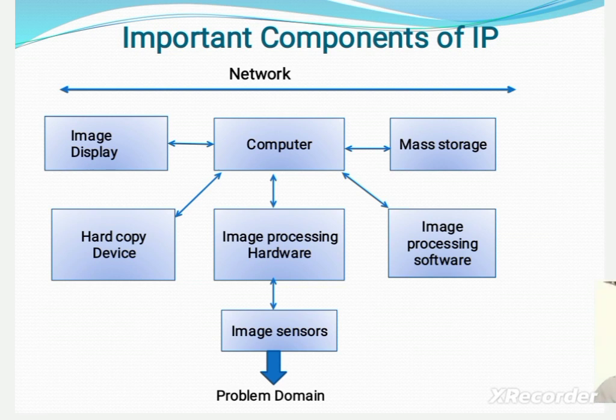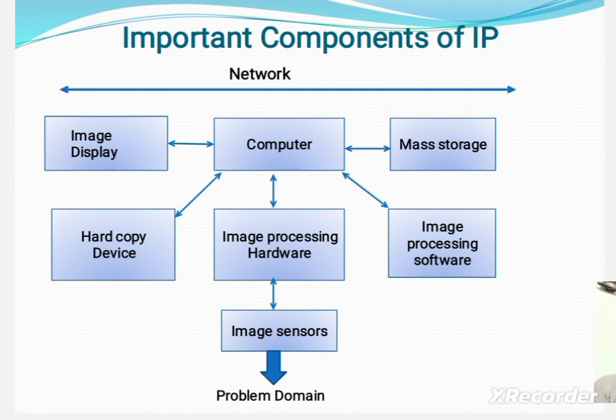The computer used in the image processing system is generally the general purpose computer that is used by us in our daily life also, and we know the features of any kind of computers. Now the next one is the mass storage. Mass storage stores the pixels of the images during the processing.